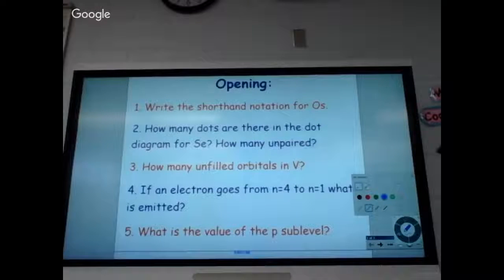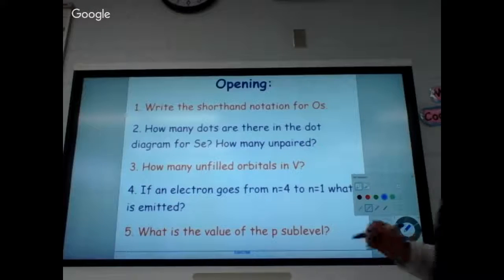Does everybody see where 4 to 1 is on that Bohr model? That number goes down into what range? It's in the UV range, okay? So the only thing you can tell me there is it's UV light. Is everybody okay with that? Yes? Okay. So the last one, what's the value of the p sublevel? It's 1.